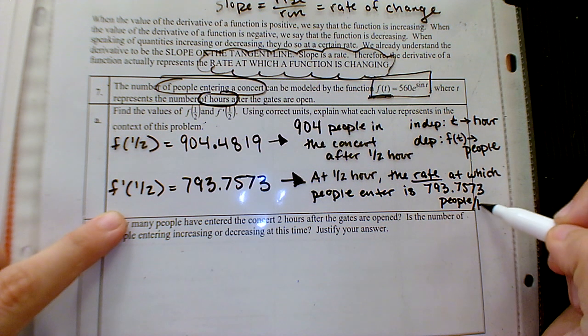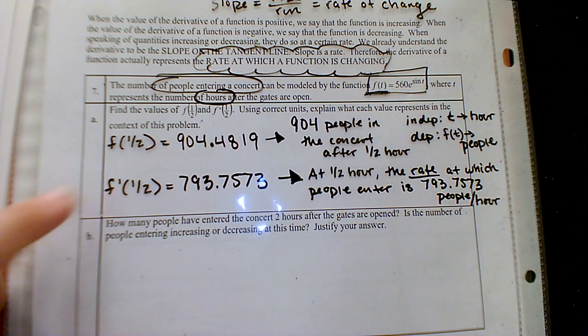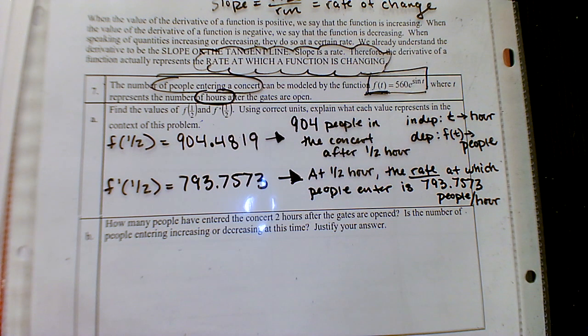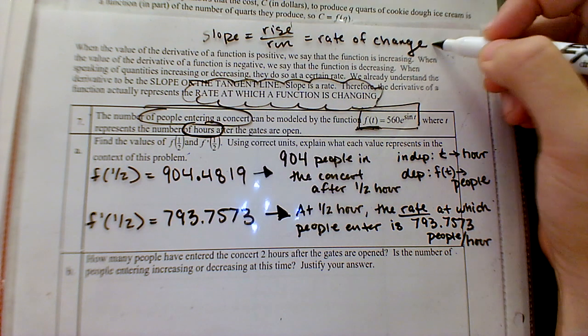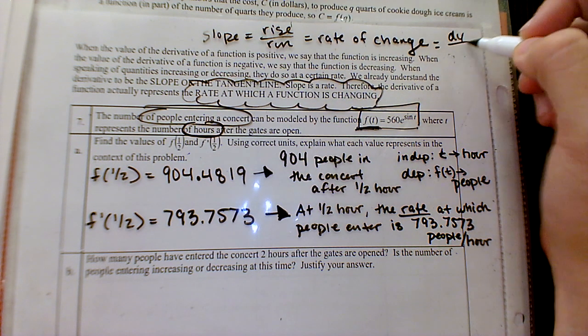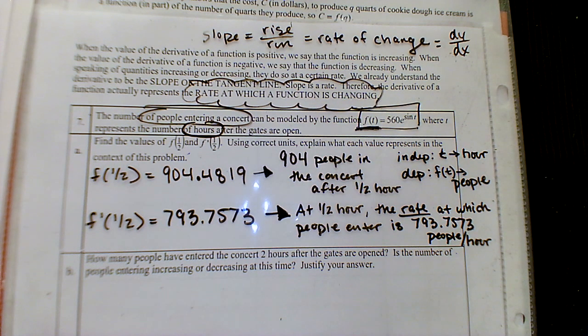So how do you know it's people per hour and not hour per people? Because you have to do the y over the x, like slope. It's slope. Yep. Okay. So our phrasing for slope, rise over run, rate of change, we had dy over dx in terms of our derivative.